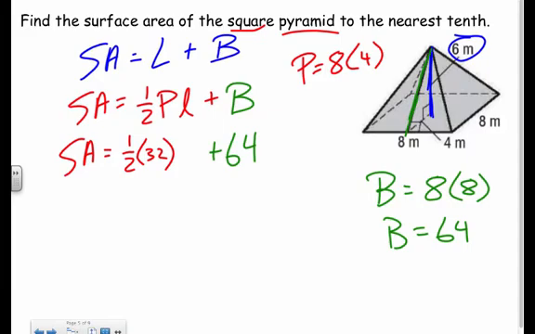Well, if I look closely, what is created right there? I have a right triangle. See how it has that right angle right there? I got a right triangle.